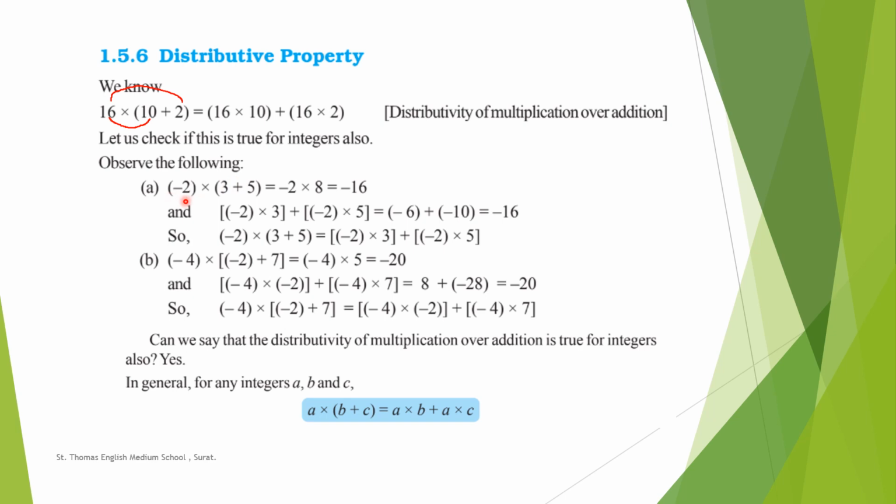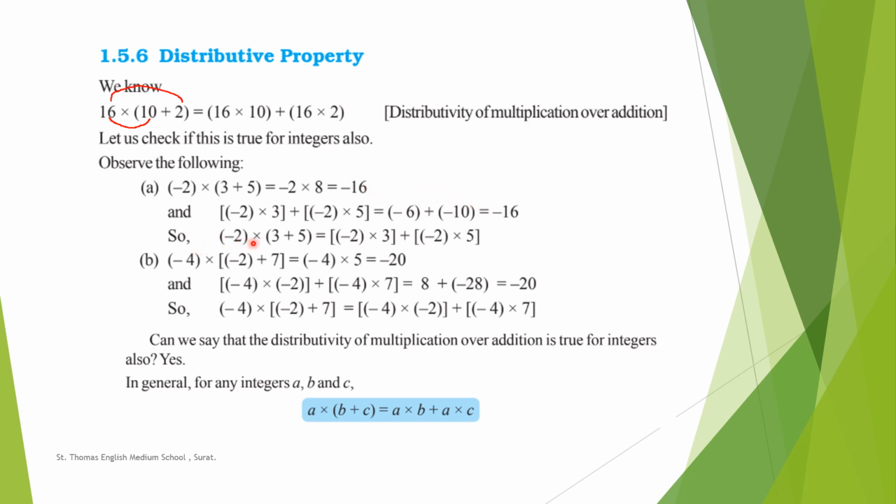Observe the following: minus 2 multiplied by 3 plus 5. So what is 3 plus 5? 8. So minus 2 multiplied by 8. One negative integer, one positive integer. Let's multiply 8 multiplied by minus 2, that is minus 16. Now multiply like this: minus 2 multiplied by 3 plus minus 2 multiplied by 5. And let's check both the answers are same. Minus 2 multiplied by 3, that is minus 6, plus minus 2 multiplied by 5, that is minus 10. Both are negative integers, so we add 10 plus 6, that is 16, and put minus sign. Just see the answers, both are same.